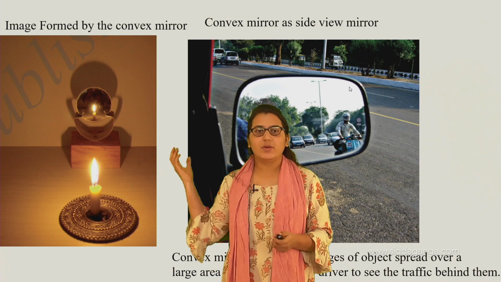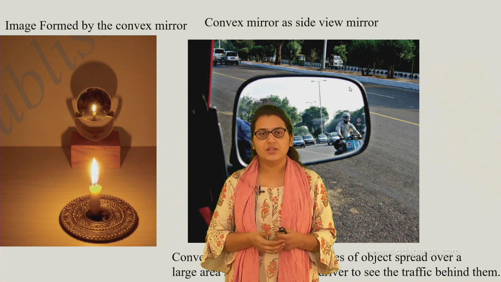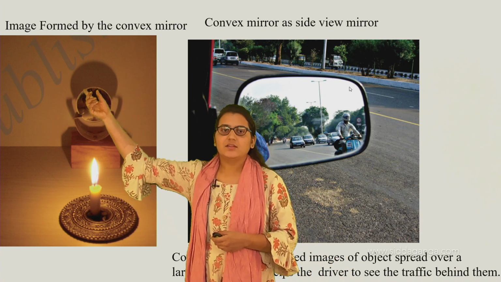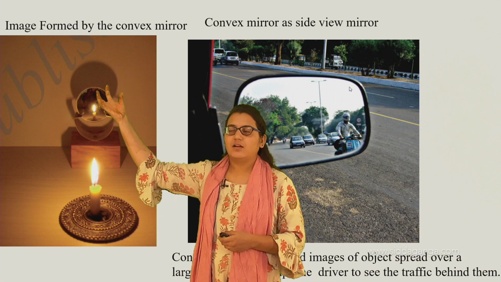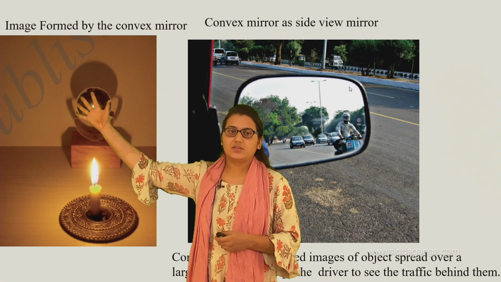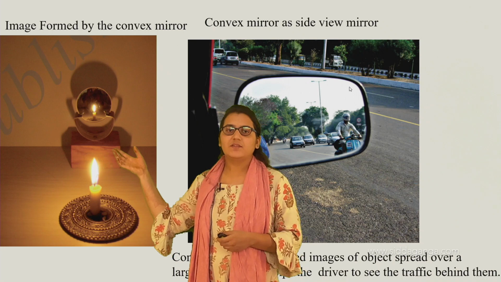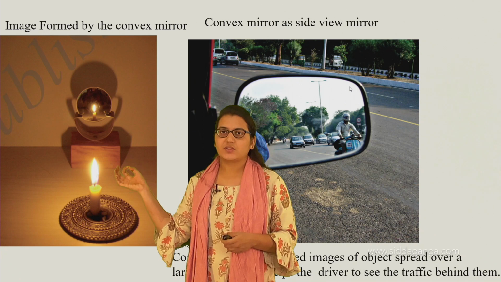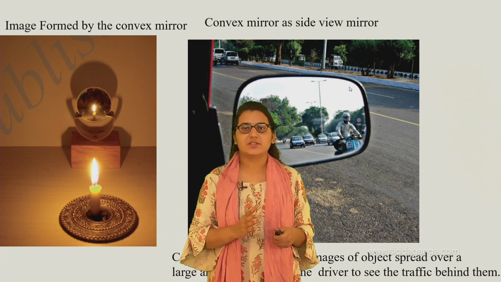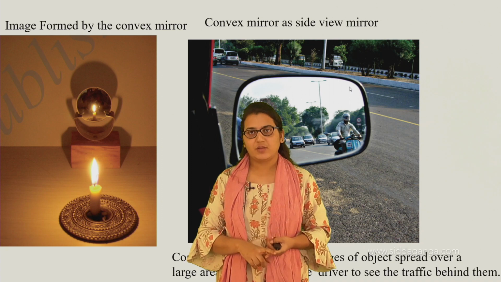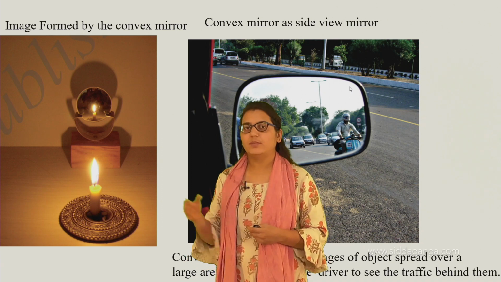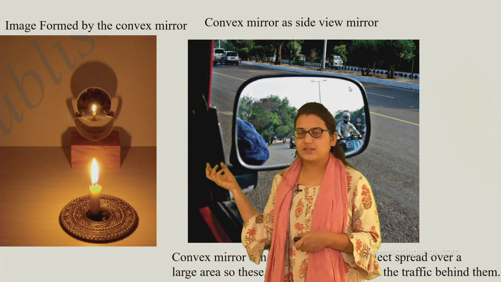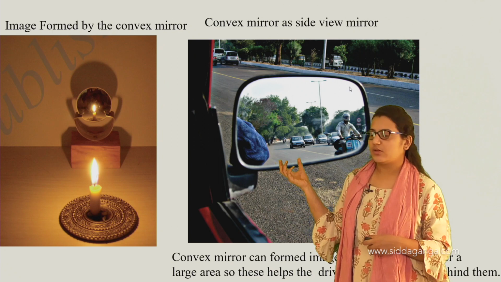Now let us see how an image is formed in a convex mirror. This is an example of a convex mirror. Convex means the reflecting surface is curved outwards. So that is a convex mirror. Even this is a virtual image. Here the convex mirror forms virtual images, whereas concave mirrors form both virtual images and real images. A convex mirror forms only virtual images.